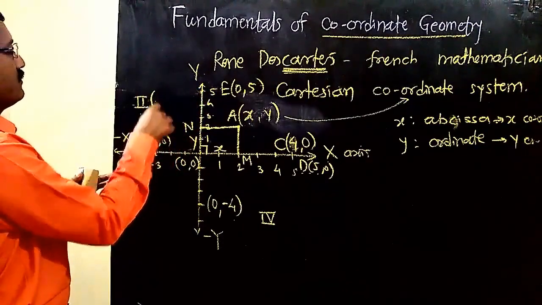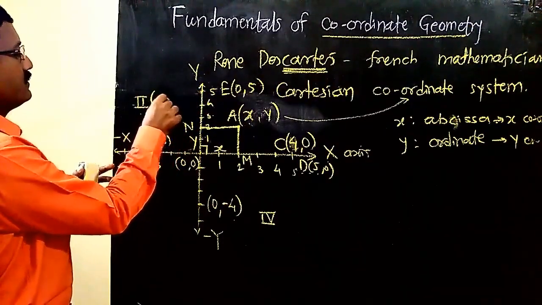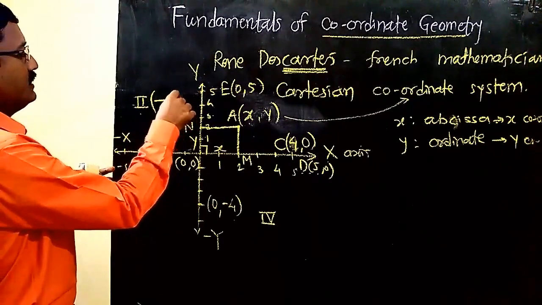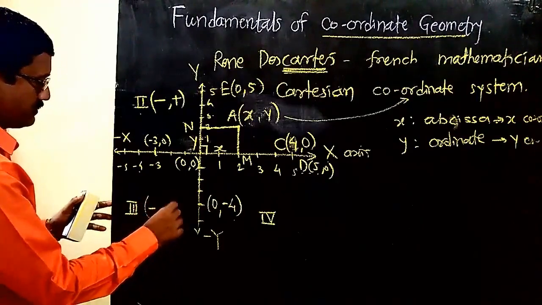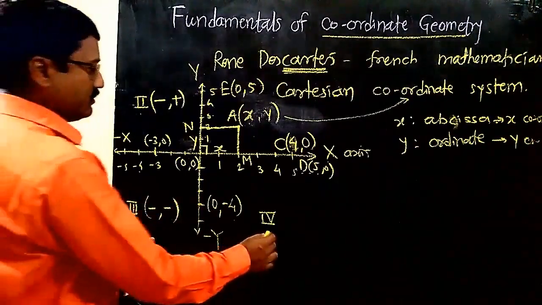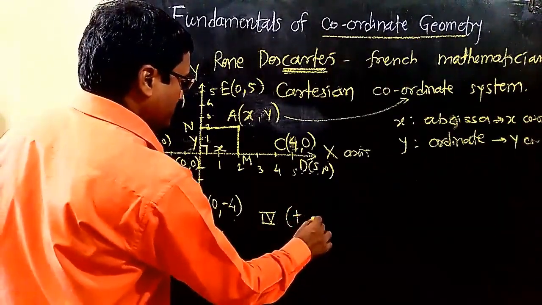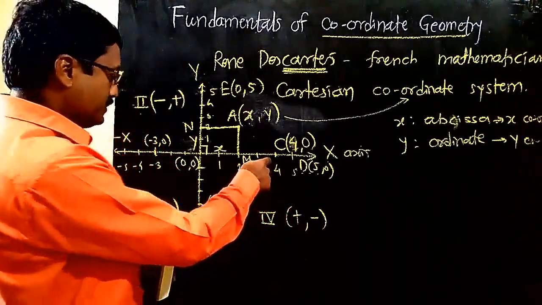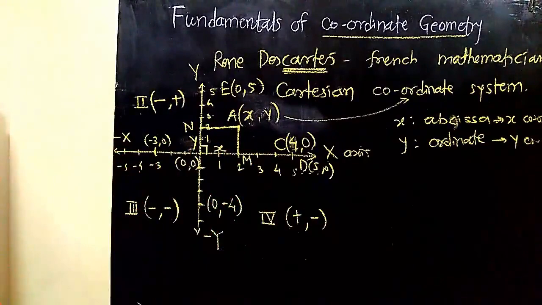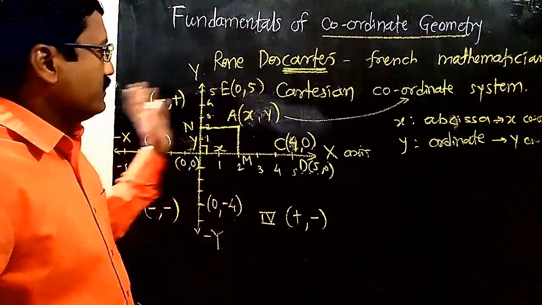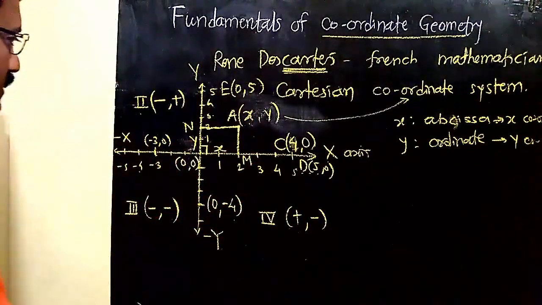So this quadrant is also denoted by the signs negative, positive. The third quadrant will be minus, minus, or negative, negative. The fourth quadrant will be plus, minus, because the x-axis is positive and the y-axis is negative. So these are the signs of coordinates in different quadrants.